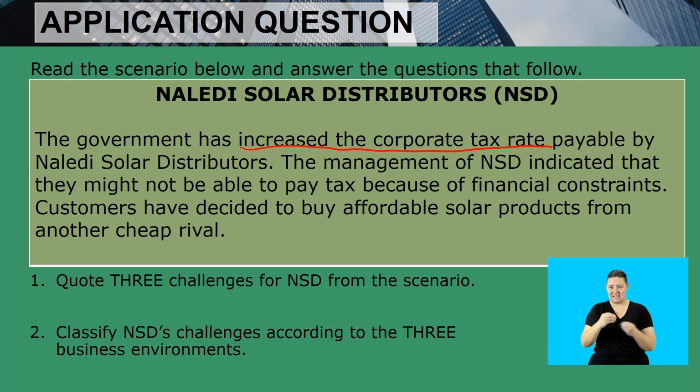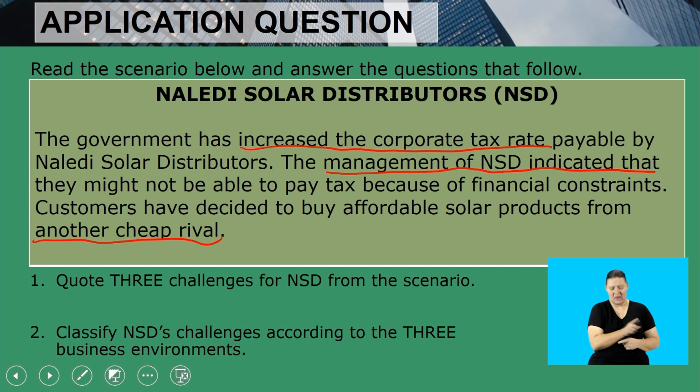Then the management of NSD indicated that they might not be able to pay tax because of financial constraints. Customers have decided to buy affordable solar products from another cheap rival.